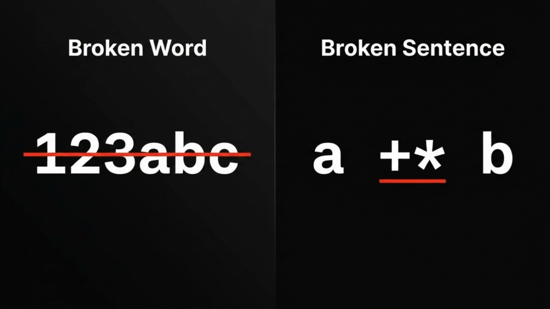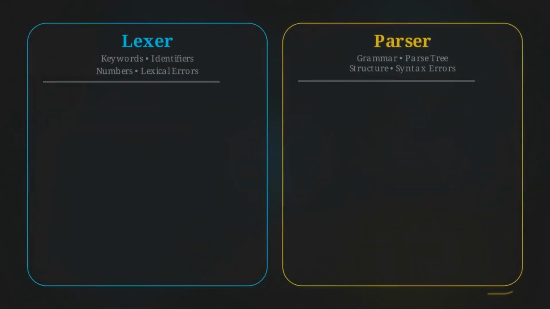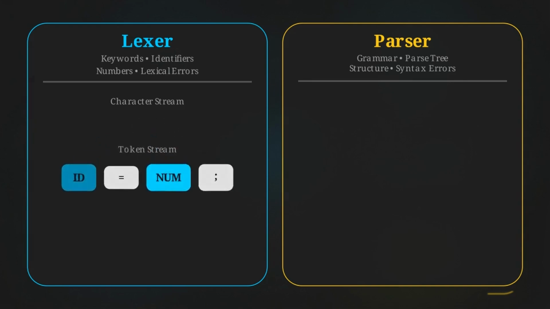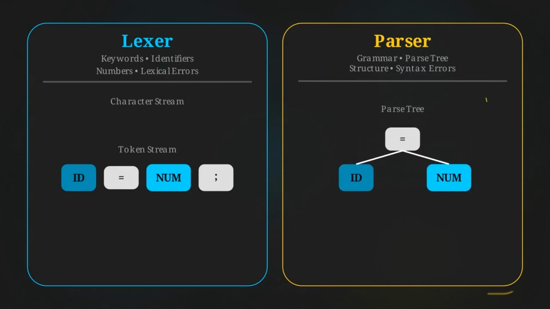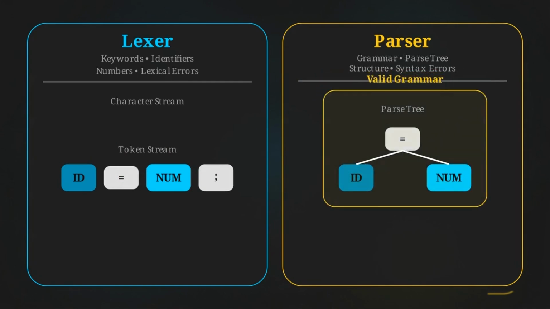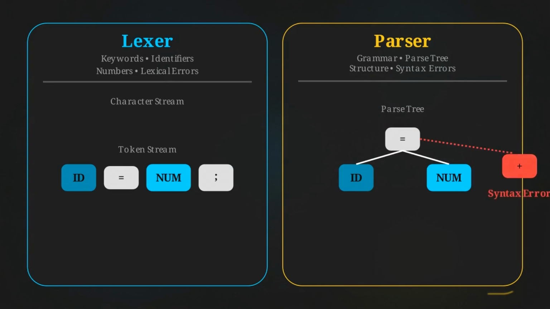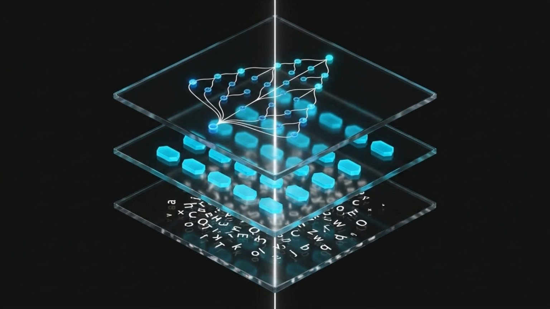The distinction between a broken word and a broken sentence defines where the Lexer's work ends and the parser's begins. To summarize, the Lexer processes characters to produce tokens. It handles the noise, like spaces and comments, and flags invalid symbols. The parser takes those tokens to build a parse tree. It verifies grammatical arrangement and identifies missing or misplaced elements. This modular design allows the compiler to manage the complexity of programming languages by isolating specific concerns into manageable layers.